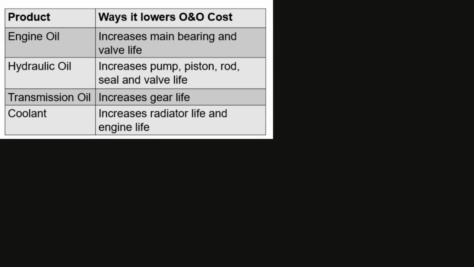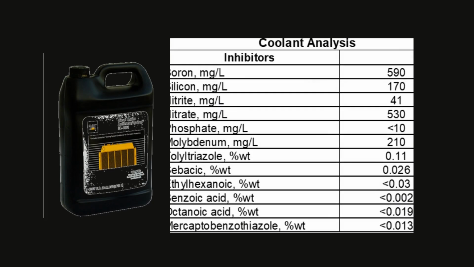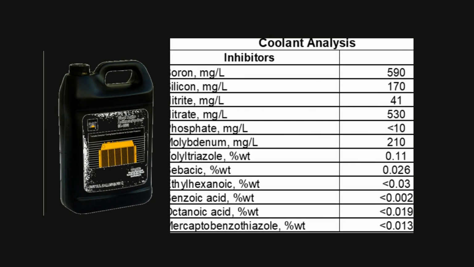Then engine oil. What is the use of engine oil? If you put good oil, it increases the main bearing life. Hydraulic oil also increases pump, piston rod seal, and valve life. Transmission oil increases gear life. Coolant increases radiator life and engine life. Then the coolant analysis. If you send the coolant for testing purposes, these are the parameters which are tested in the laboratory.